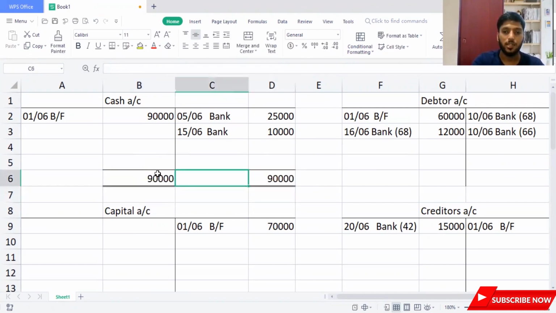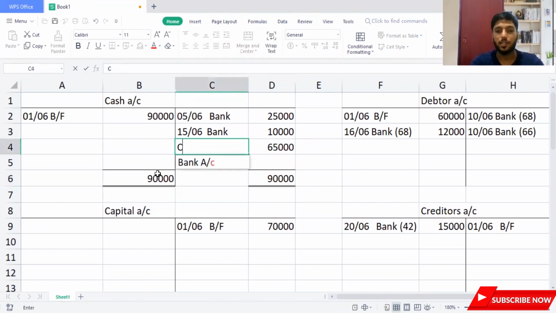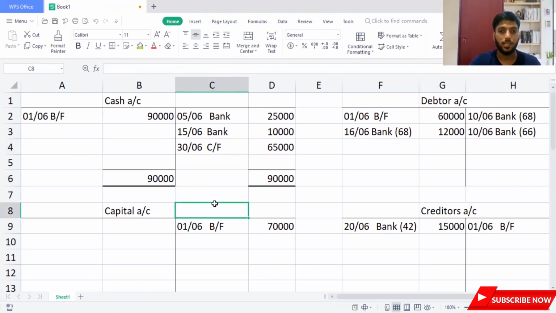And the difference, you see 25 plus 10 is 35,000. So we'll write 35,000, and 90,000 minus 35,000 is 55,000. So that is the balance you will show as carried down. It should be shown on the date of 30th June, because that's how you should carry it down, carry it forward. If you take BF, take CF. If you take BD, take CD.